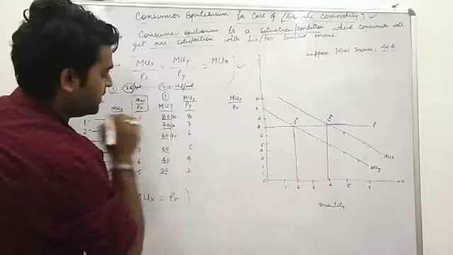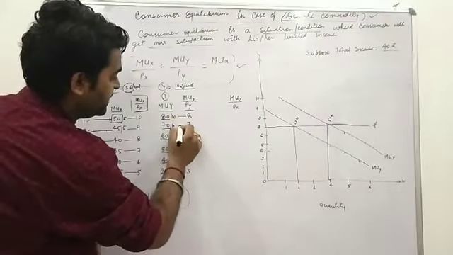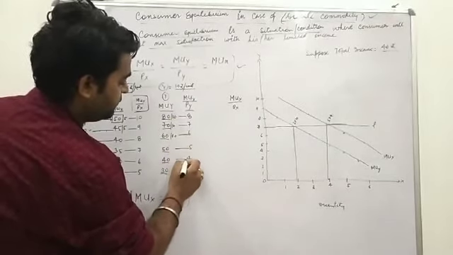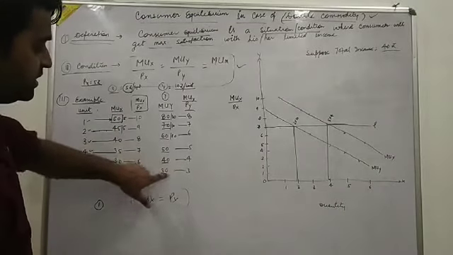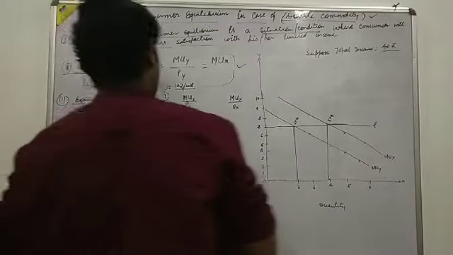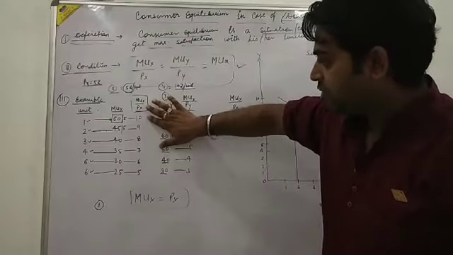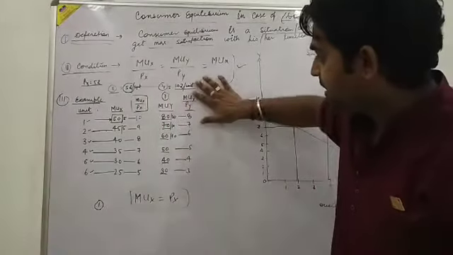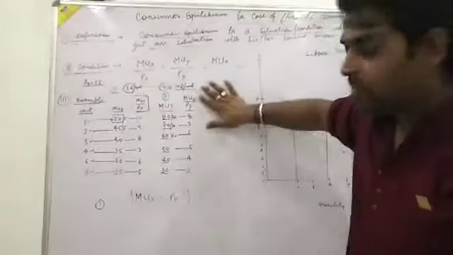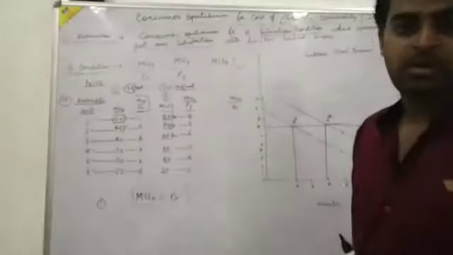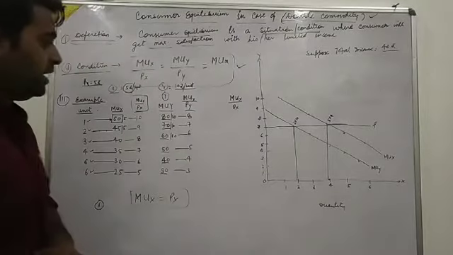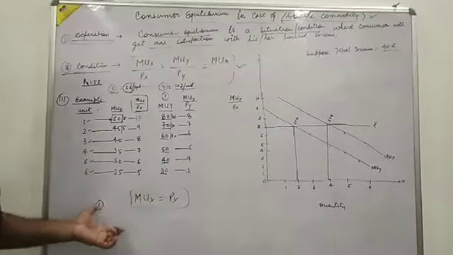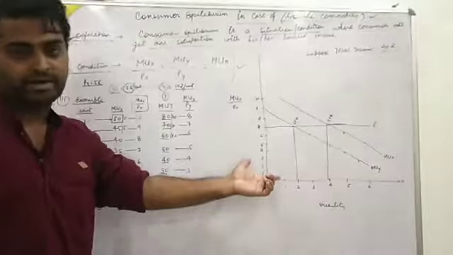Okay, we will divide. Then what are we getting? 8, 7, 6, 5, 4, 3. 10 5s are 50, 10 4s are 40 and 10 3s are 30. Okay, so we have calculated MUX by PX and MUY by PY. Getting, my dear friends? So in the explanation we have to plot a diagram.